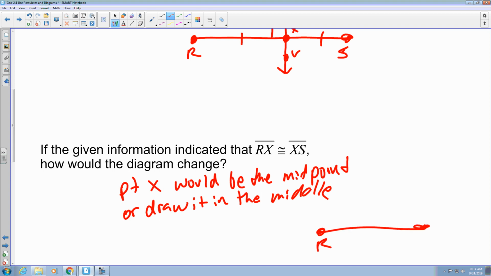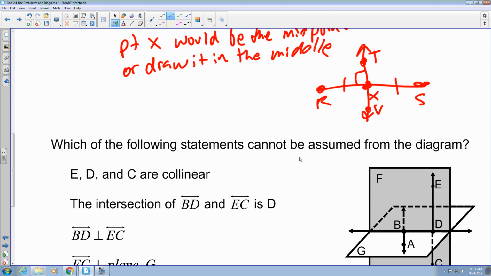So again, your diagram would kind of look like this. So I got R, I got S, here's point X, and then here's TV, and then I can make my hash marks, stating that those two line segments are congruent. Okay, so that's how that diagram would change a bit.